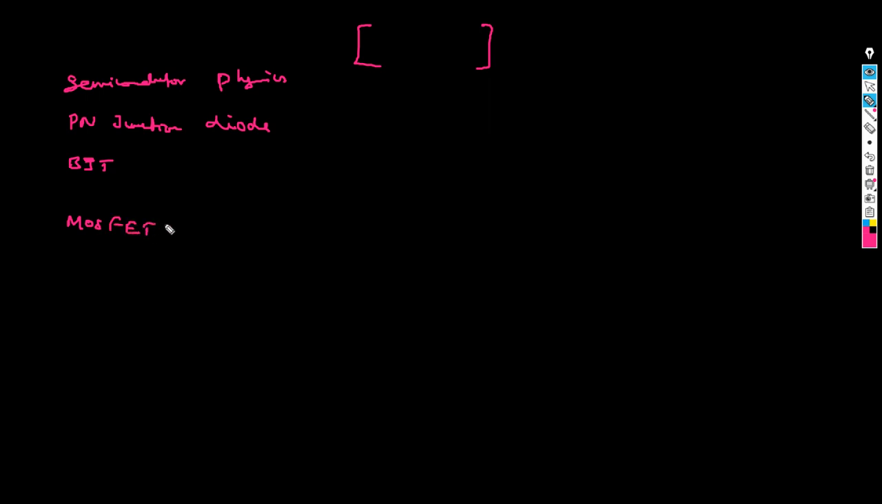Now, when we say PN diode, what does it mean? Semiconductor physics is basically the meaning of N type and P type and all of that, and what kind of region is formed when you put them together. So now, what is this PN junction diode?